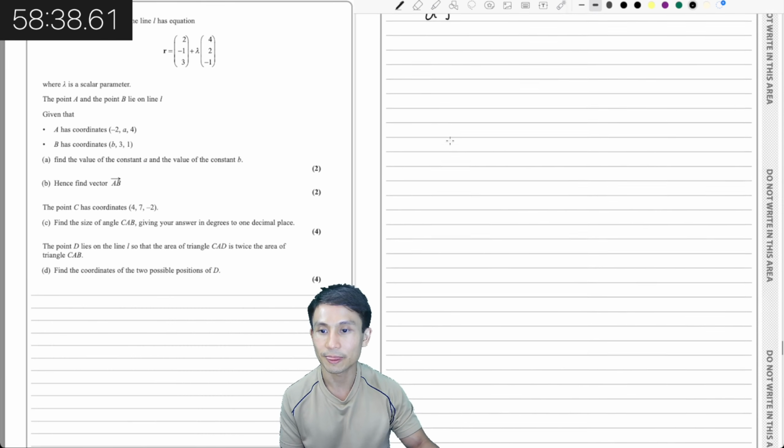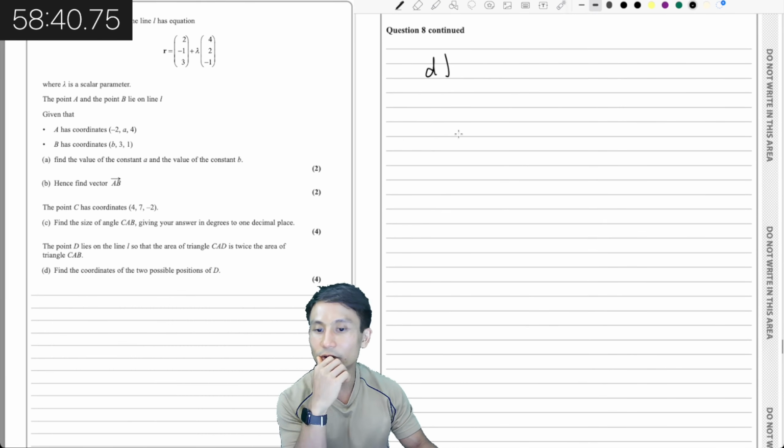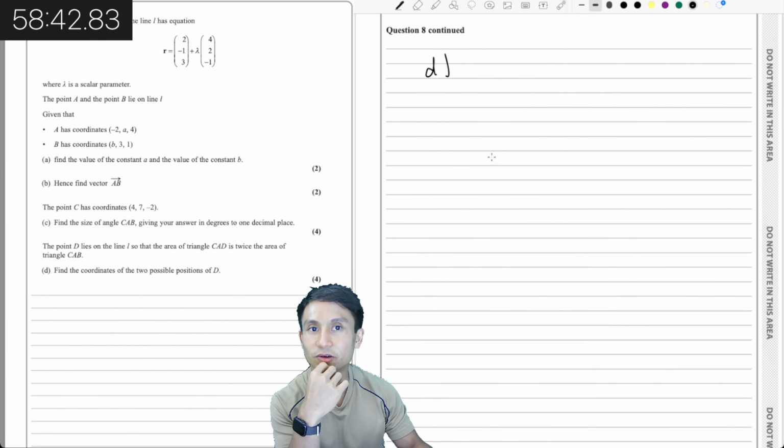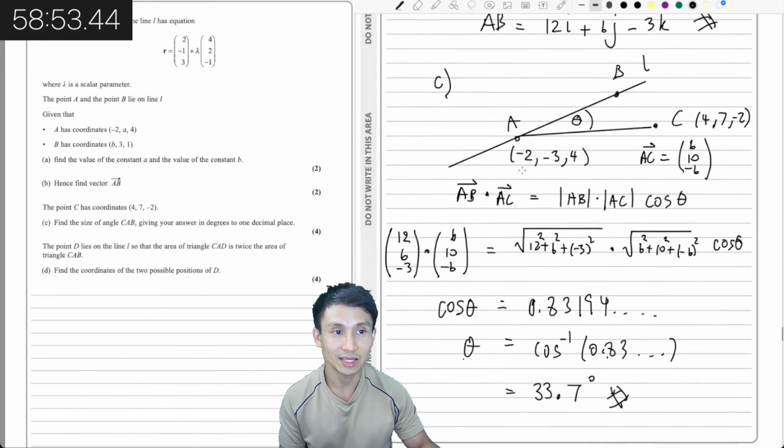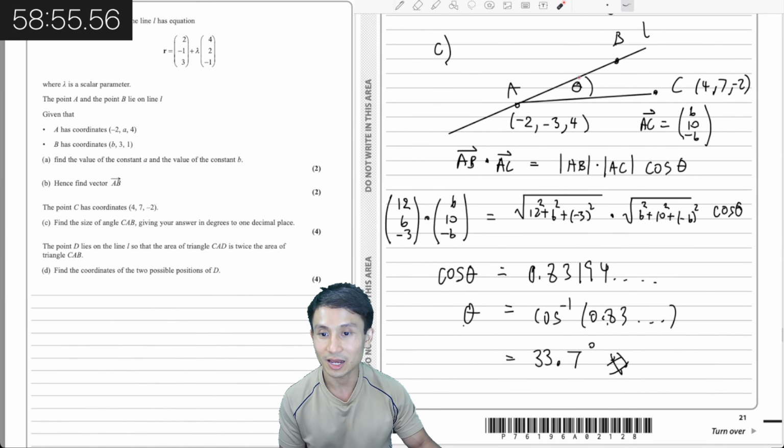Question D. Find the coordinates of two possible positions of D. So the point D lies on the line L, so that the area of triangle CAD is twice the area of triangle CAB. Okay, so the point D lies on the line L, so that the area of CAD, so CAD somewhere, is twice the area of triangle CAB.